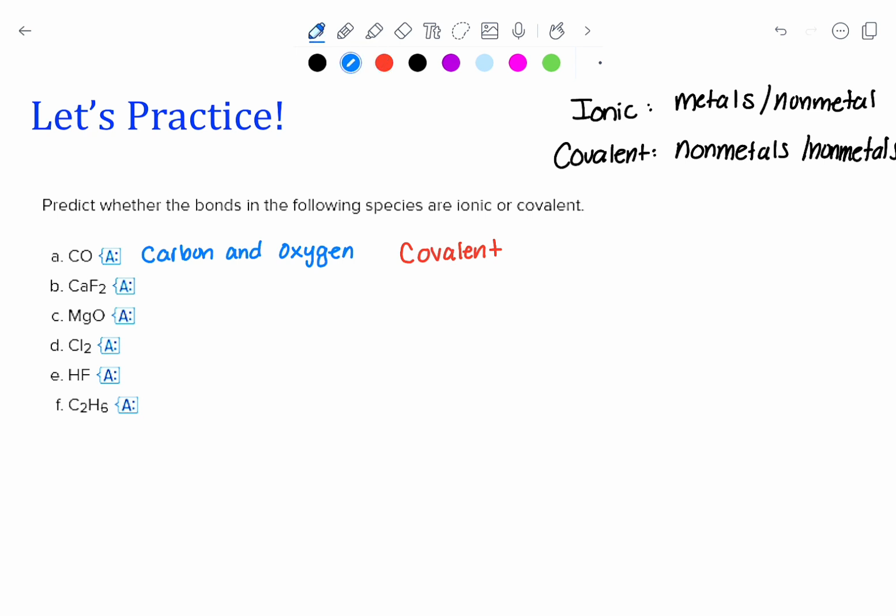Our next example is calcium and fluorine. If we look to our periodic table, calcium is in group 2, so it is a metal, and fluorine is in group 7, which is a nonmetal. So, because this is a nonmetal with a metal, this is an ionic compound.